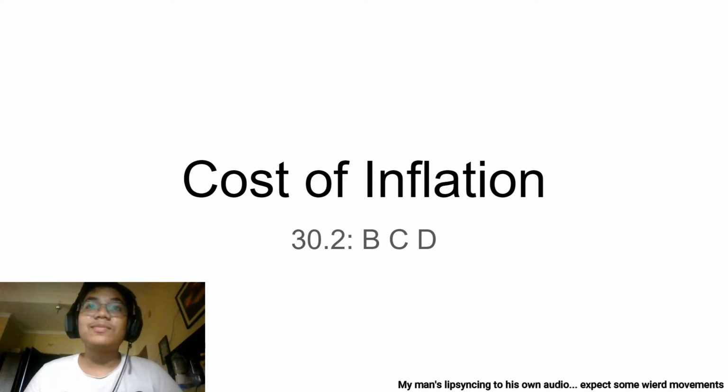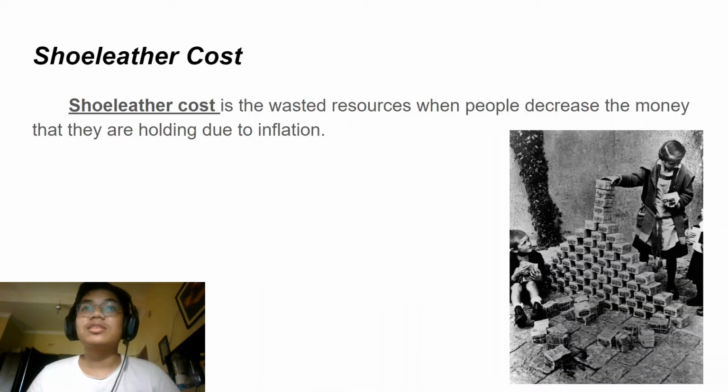And the first thing I want to talk about is the shoes leather cost. It might sound odd, why shoes leather? They could have picked anything else, and I don't know why either, but we'll get to it in a sec. Shoes leather cost is the waste of resources when people decrease the money that they're holding due to inflation. What I mean is, people tend to not keep their money by themselves and instead store it in the bank, exchange it for other currency, or maybe buy a ton of supplies.